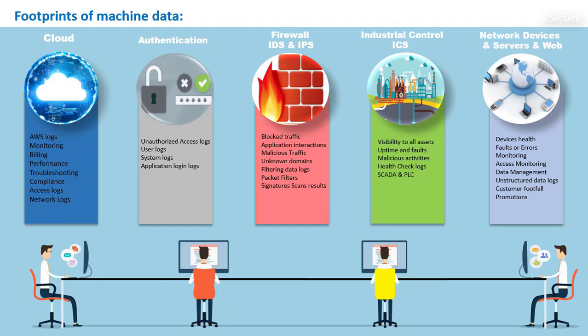Then the last and the most common example that I have picked is network devices and server and web. I've again combined a lot of different similar nature logs into one box, and they are the device health. You have several different devices in your infrastructure, so you can see their health, you can see their error logs, you can monitor them, you can check out the access logs, and then you have huge data with you which is not properly tabularized or structured, so it gives you the functionality to run your analysis on that as well.